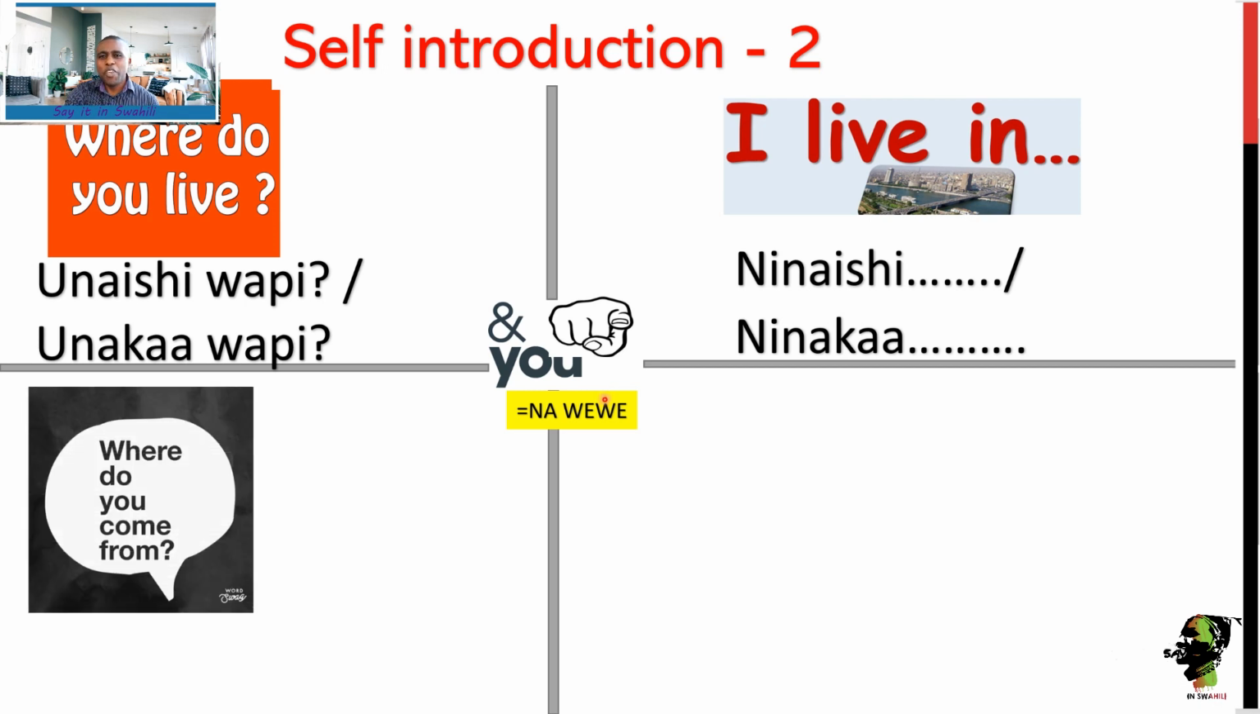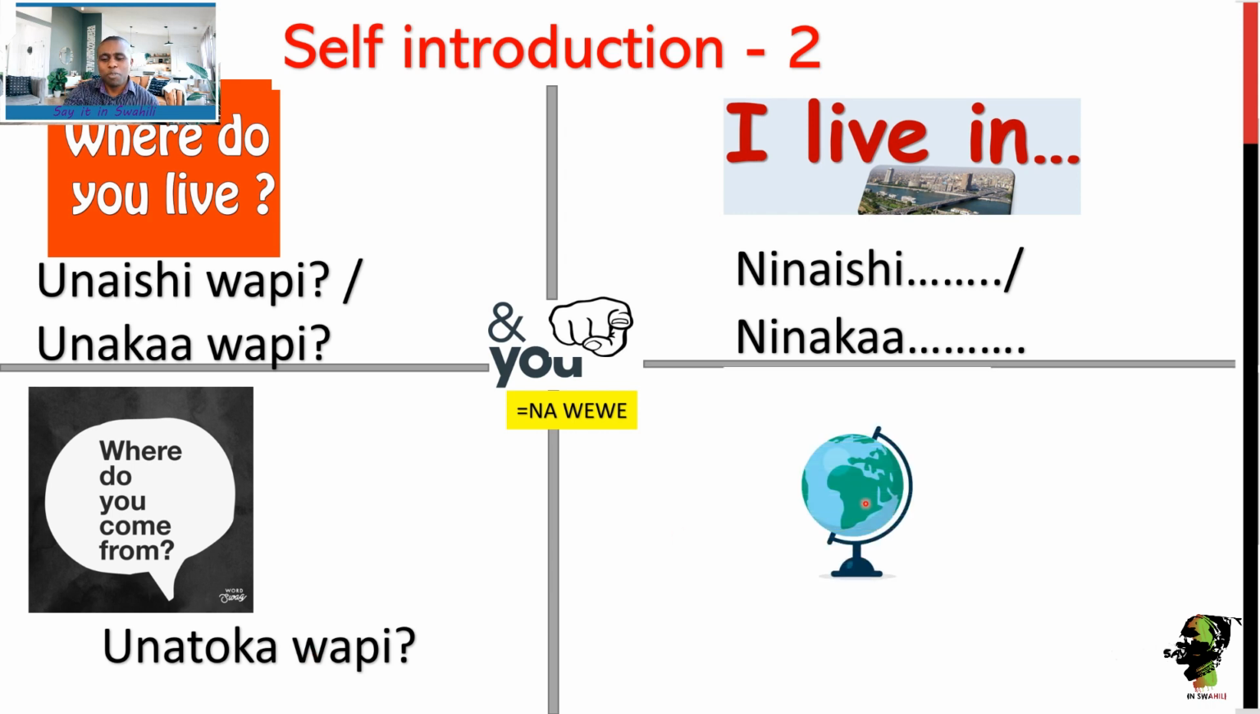What about where are you from? Unatoka wapi? Where are you coming from? The word toka can mean come from or coming from. Sometimes the tense matters, but we'll be looking at that when you'll be constructing Swahili sentences later. Unatoka wapi? Where do you come from? That is meant in terms of countries. Which country do you come from? Which country do you emerge from?